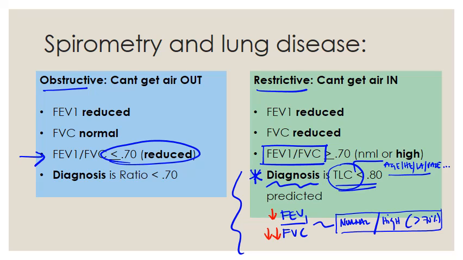So again, the FEV1 over FVC can have a lot of variability in somebody with restrictive lung disease, and instead what we use is that total lung capacity as the marker for restrictive diagnosis.